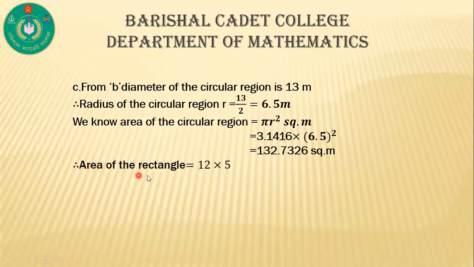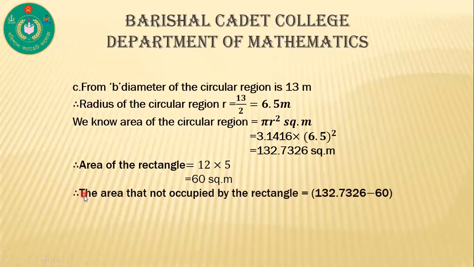What is the area of the rectangle? We know area of the rectangle is equal to length into breadth. Here length 12 and breadth 5. Then 60 square meter. So the area not occupied by the rectangle is 132.7326 minus 60 is equal to 72.7326 square meter.